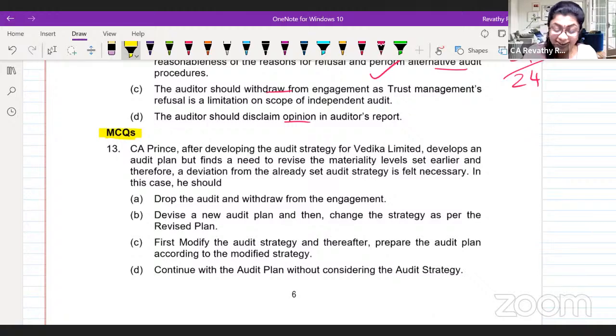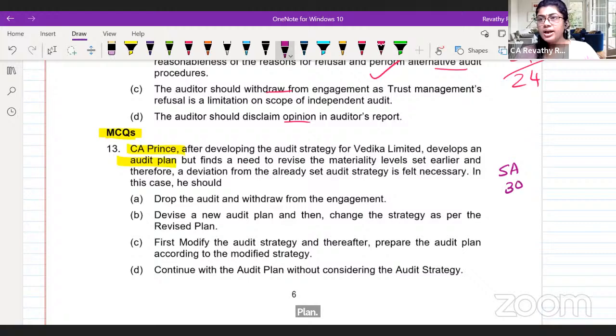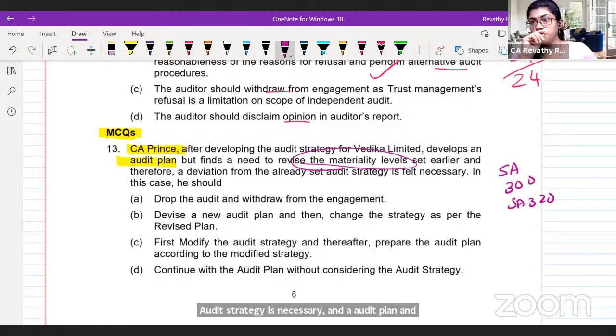And guys, read. CA Prince, after developing the strategy for Vedika Limited, develops an audit plan. SA 300. And he finds a need to revise materiality, SA 320, earlier. A deviation from the set audit strategy is necessary. Is the audit plan and materiality fixed or subject to revision? Whenever there is a change, it's subject to revision. Even materiality, SA 320, is named Materiality in Planning and Performing an Audit. In the planning phase you will determine, in the performing phase revise.